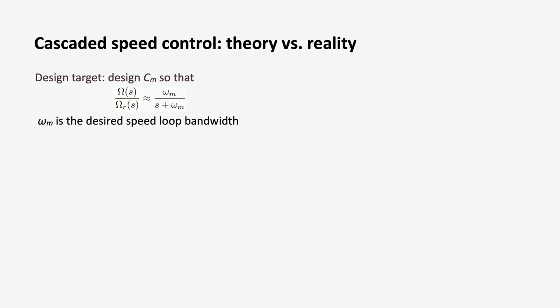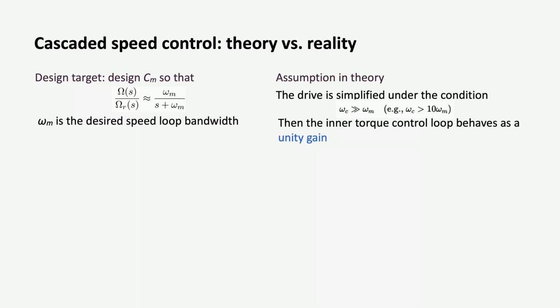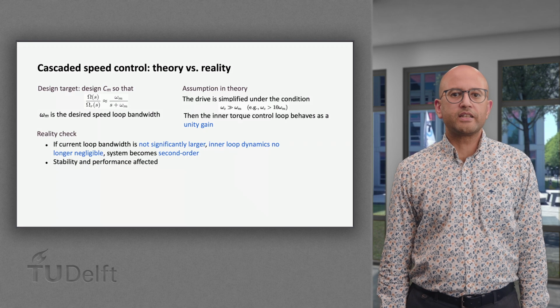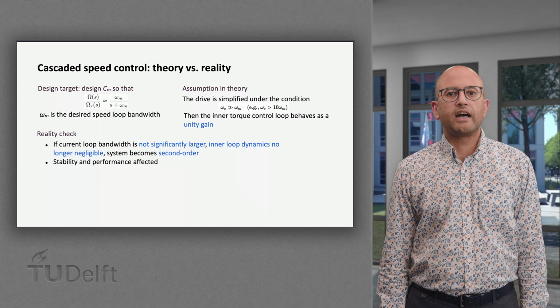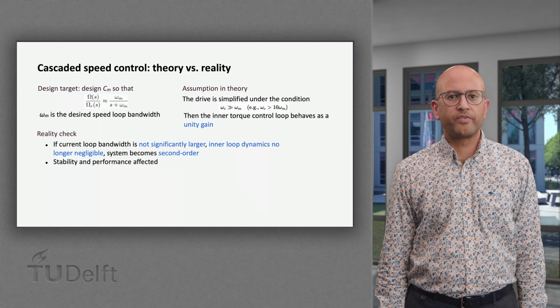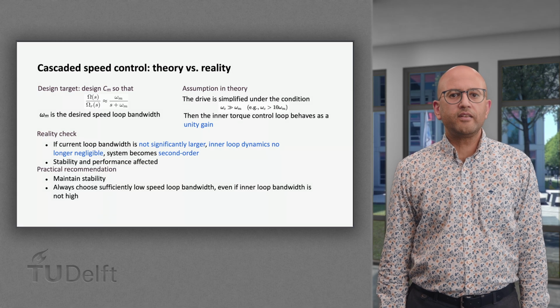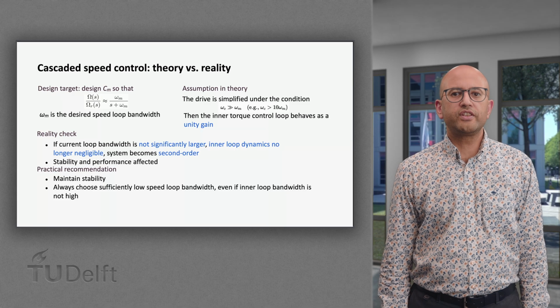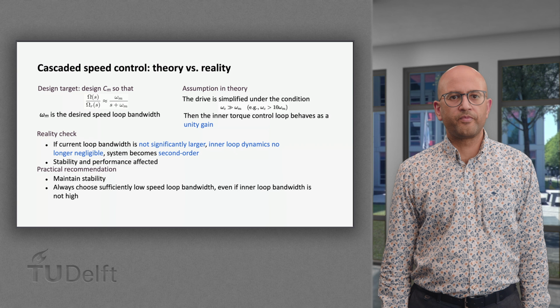Looking back at the speed loop design, we can see that the assumption that the inner torque or current loop can be treated as a unity gain is crucial. This assumption is only valid when omega c is far larger than omega m. Actually, in practice, if omega m is too close to omega c, the system would become a second order and the stability and performance will be affected. So to maintain stability, we always try to choose a sufficiently low speed loop bandwidth.